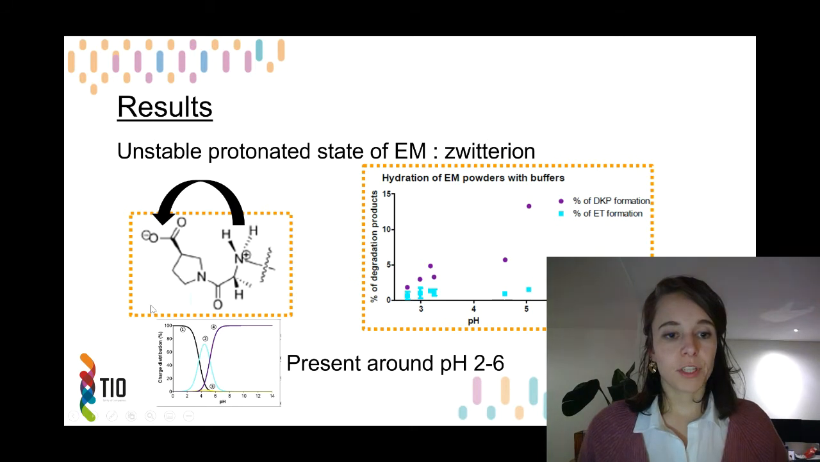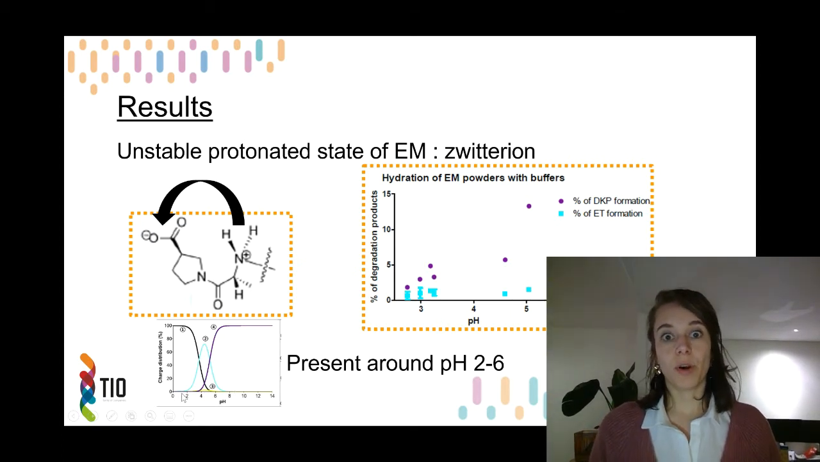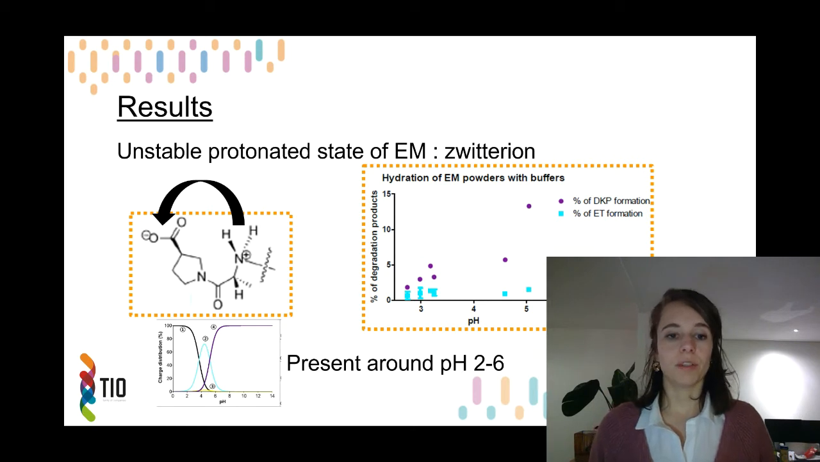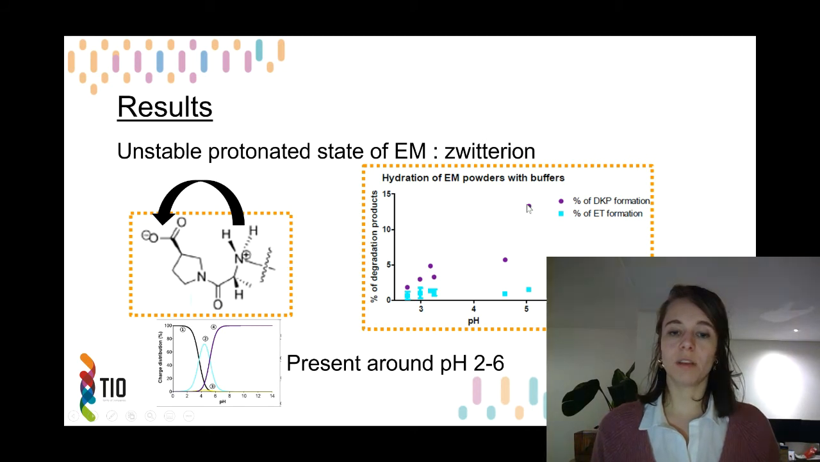And which can also be seen in the graph here, the teal color is this zwitterion and the protonation states. And we can see that in a range between 2 and 6, the zwitterion is present, and it's mostly present at a pH around 4.5 to 5. And we looked at the theory and we put it into practice by increasing the pH of EM powders. And we also saw that with an increasing pH, more degradation took place. And we traced that back to the presence of the zwitterion.